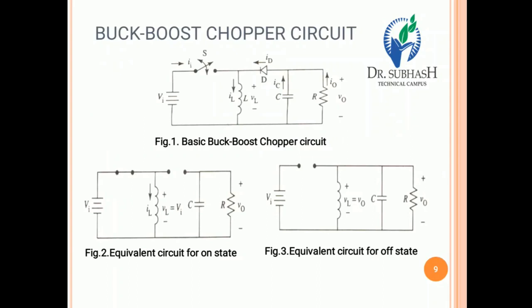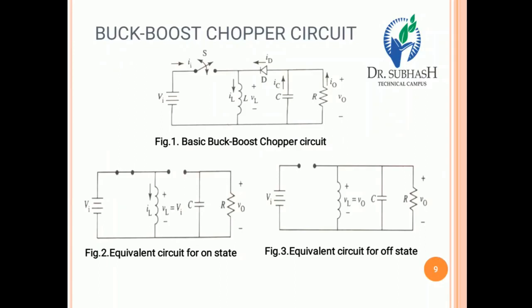If the switch goes into the closed condition, right? When the switch is closed, the input voltage source Vi is directly connected with the inductor VL, and the diode goes into the reverse bias condition, so it works as an open switch, and that can be represented as figure 2. That is the equivalent circuit of the on state, right?